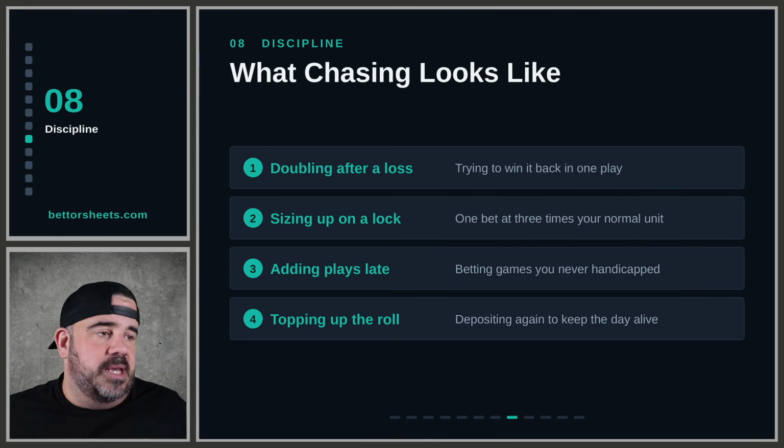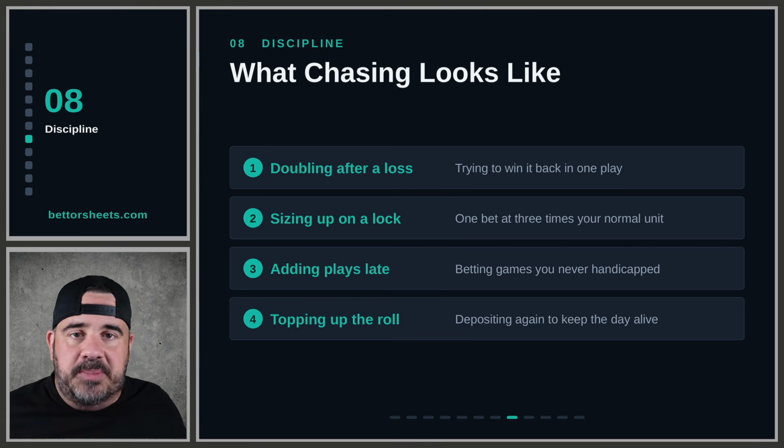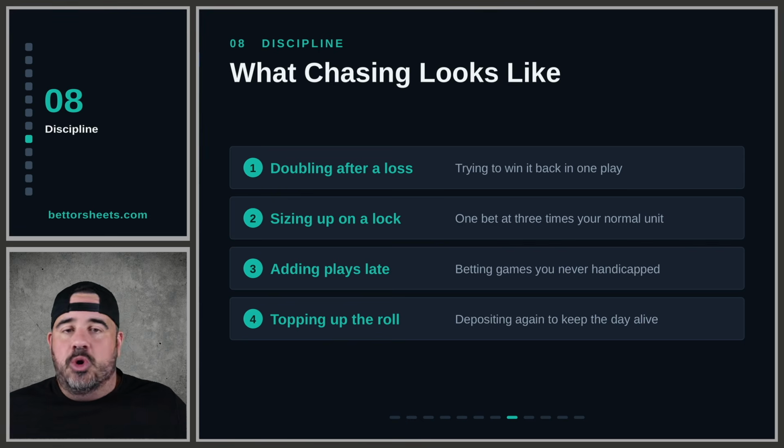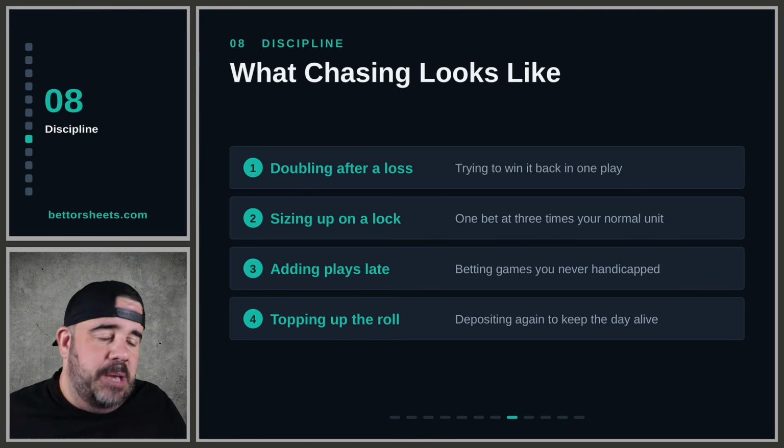Sizing up on a lock. Oh, because it's a lock. There's no such thing as locks ever. Pick a sport, you find the craziest upset ever. That was a lock too. Guess what happened? It lost. One bet at 3 times your normal unit, that's the sizing up. You don't do that. You stay within 1-2%.